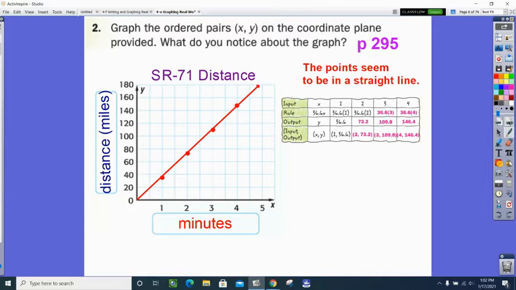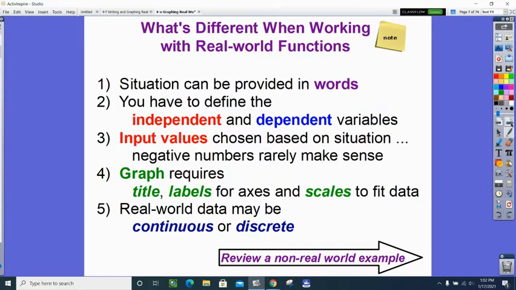And there is the graph of this function rule. Okay, so let's now try to do one together. Remember that the situation is going to be provided in words. You have to decide who is independent and dependent, so who is the X and who is the Y.